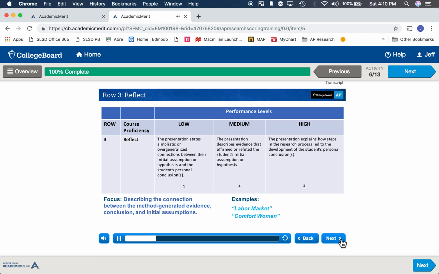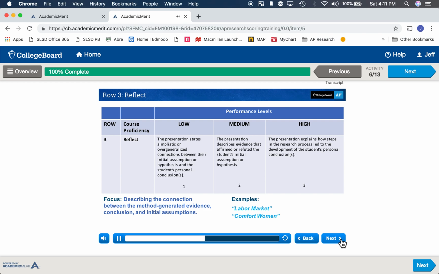So, in the labor market video, the researcher states initial assumptions that the French government is doing very little to integrate African immigrants into French society, around time 9 minutes to 9 minutes and 20 seconds, and describes 3 different types of evidence to lead to his conclusion about the policies that the French government implements to support this initial assumption. He's very able to describe the evidence that he does have, regardless of the method, that supports his initial assumptions, and so he at least makes it to the medium column of this row. Compare that to the Comfort Women video.